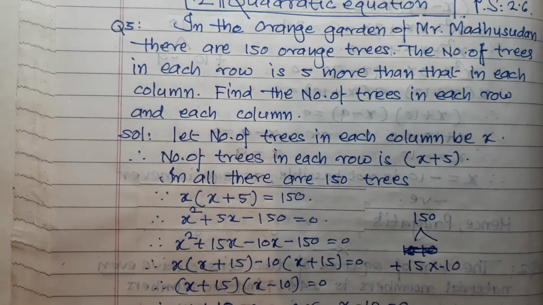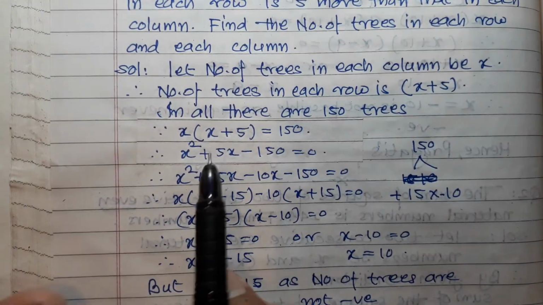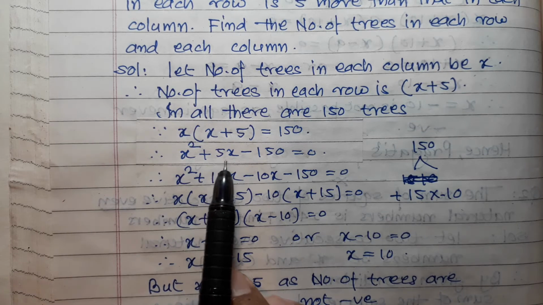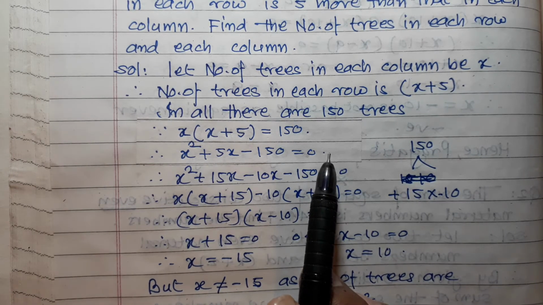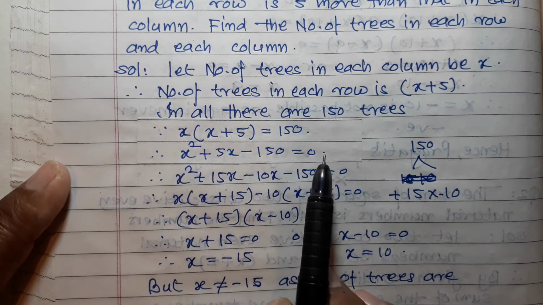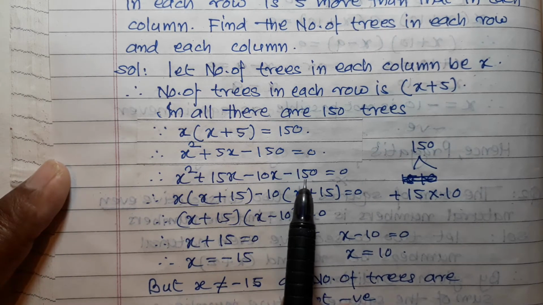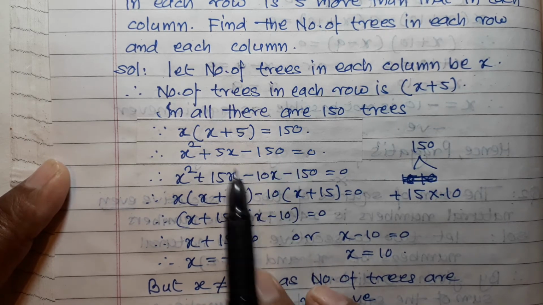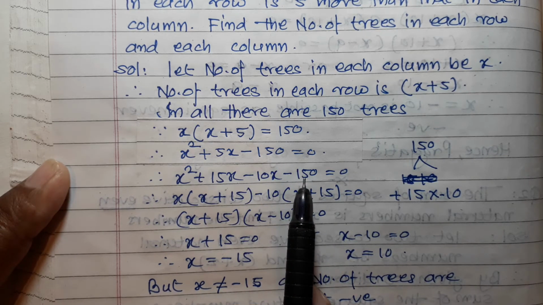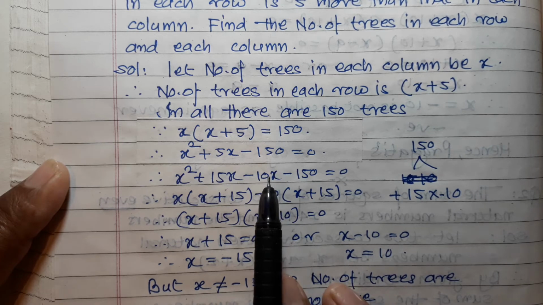Simplify this, and therefore x square plus 5x minus 150 is equal to 0. This is a quadratic equation. Solve this equation; by means of the factorization method I solve this equation. You can use any method.